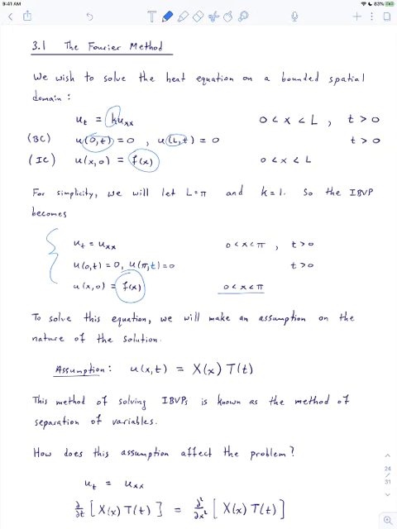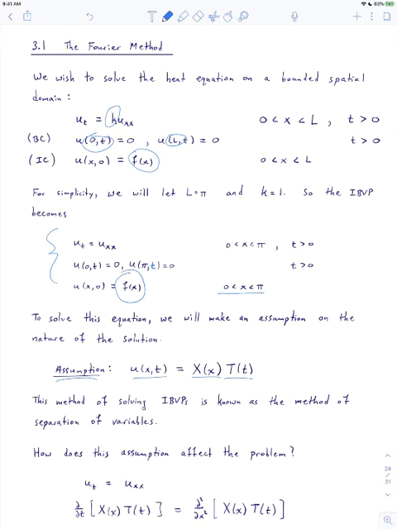To solve this equation, we will make an assumption on the nature of the solution. We're going to assume that the solution u is a product of a function of x times a function of t. This method of solving initial boundary value problems is known as the method of separation of variables. It's a method that we'll see again in more detail later. For right now, we're just going to give it a try and see what happens.